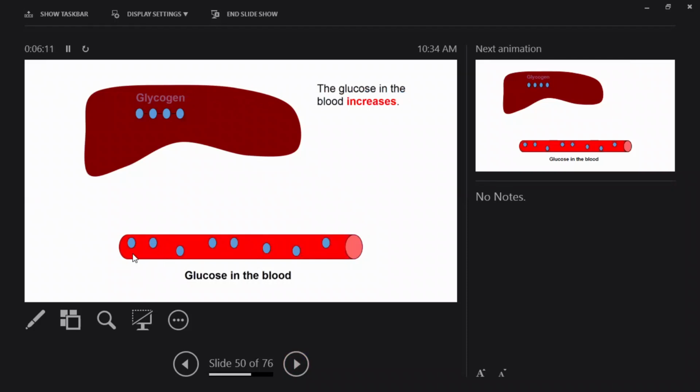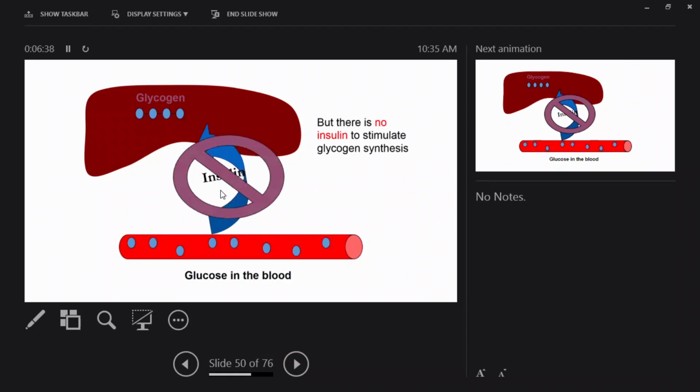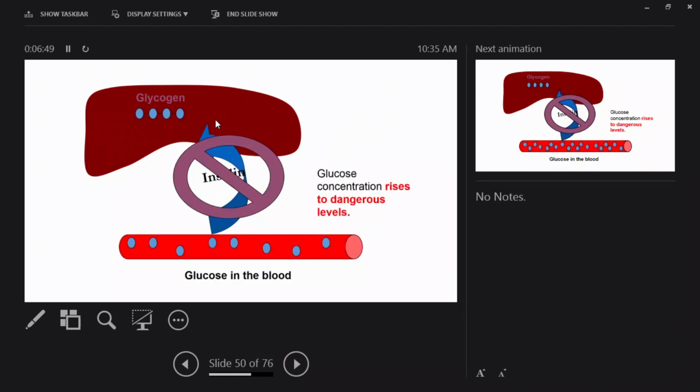Okay, again, the glucose in the blood increases. So the level of glucose in the blood is high. What our body needs to do is convert this glucose to glycogen, right? That's the process that our body needs to do now, because the glucose in the blood is high. But there's no insulin to stimulate glycogen synthesis. No insulin here to take this glucose and store it as glycogen.